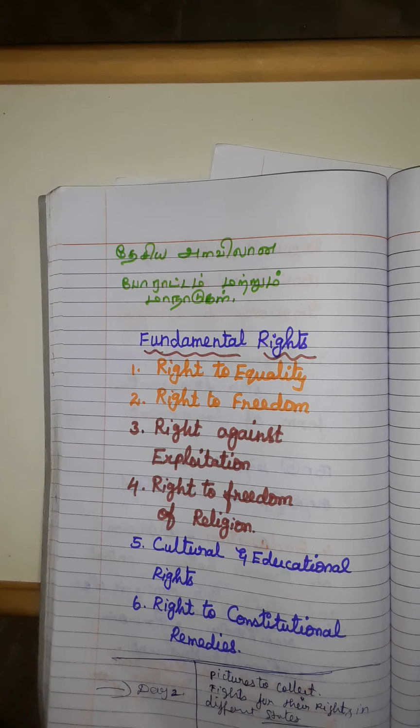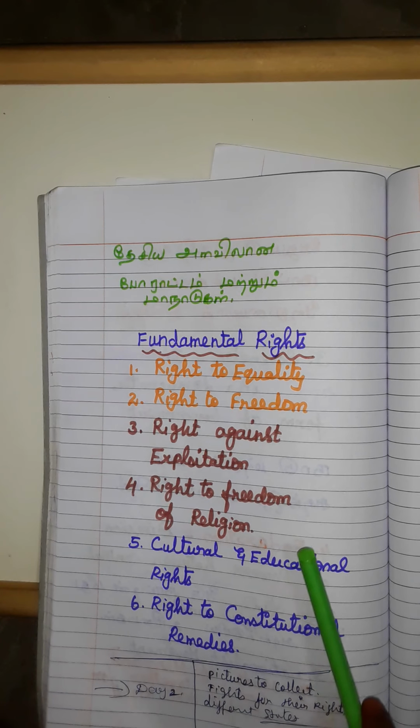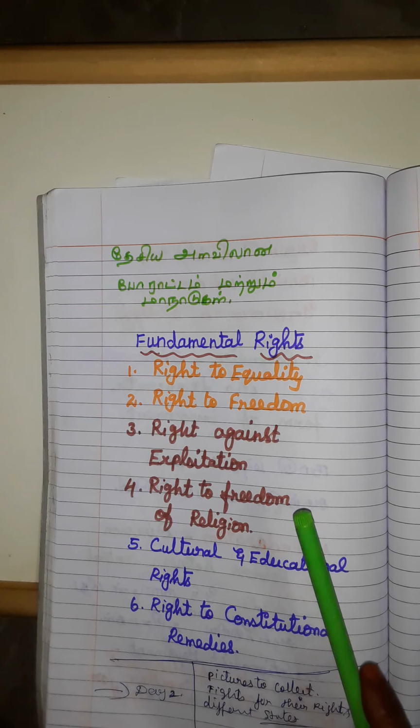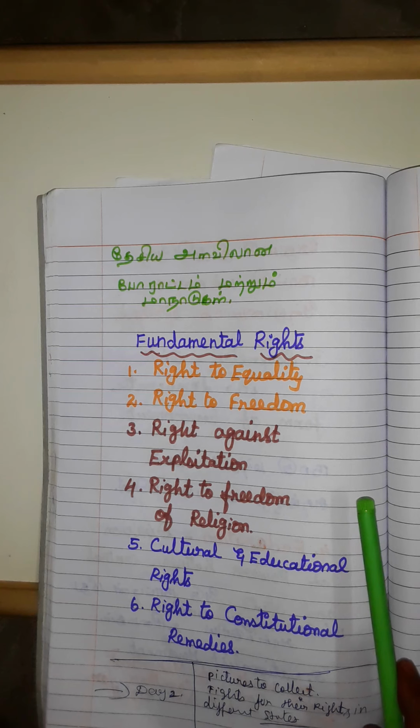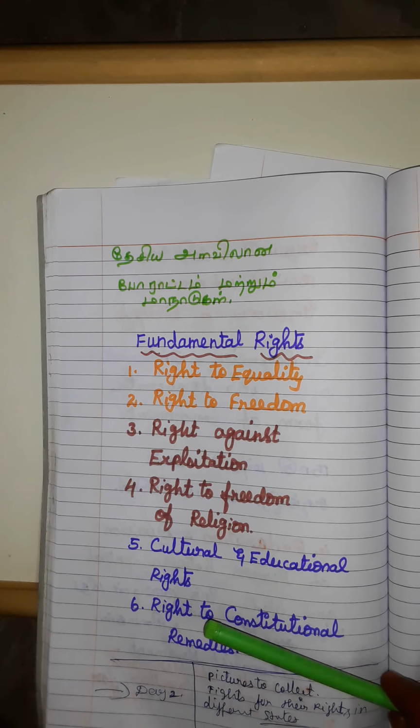Ready, children? These are our fundamental rights. There are 6 rights: right to equality, right to freedom, right against exploitation, right to freedom of religion, cultural and educational rights, and right to constitutional remedies. These are the fundamental rights to follow. Related to these fundamental rights, now I am going to give some questions to you.